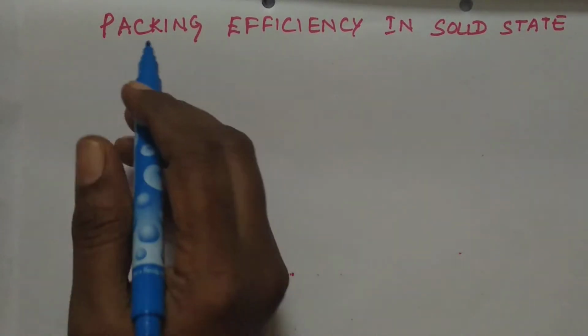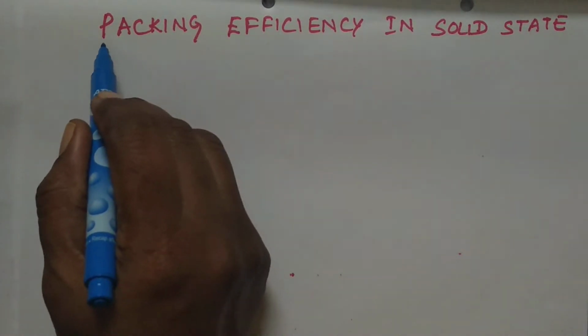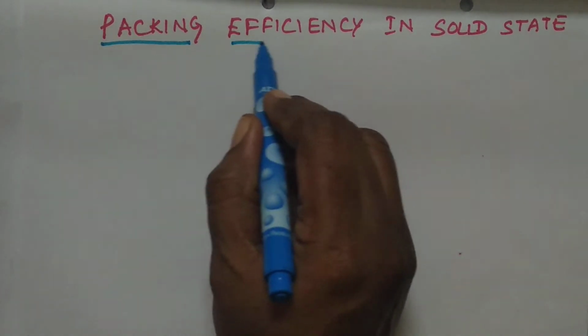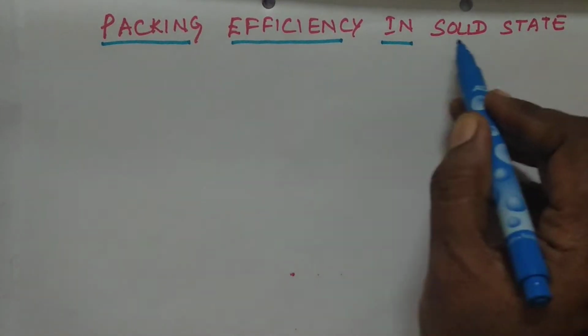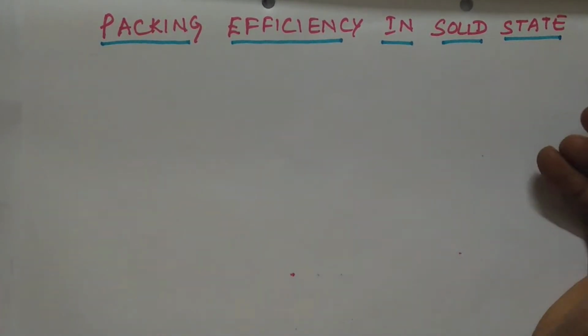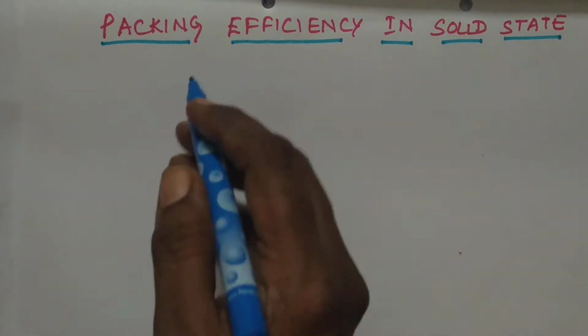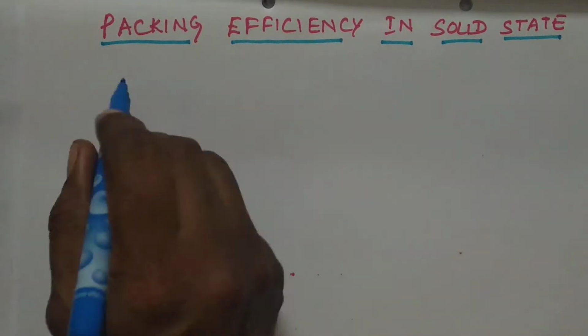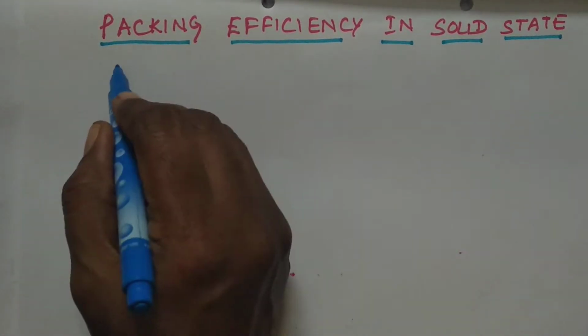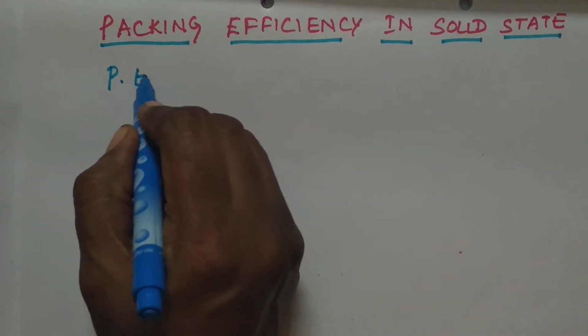Hello students, we are going to see in this video about the packing efficiency in solid state, class 12, chapter 1 solid state lesson. Okay, chapter 1 solid state. We are going with packing efficiency. That packing efficiency can be written as PE.